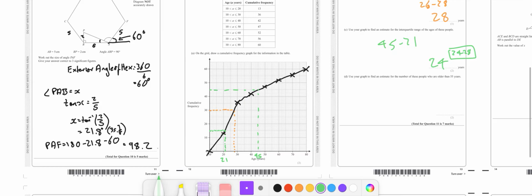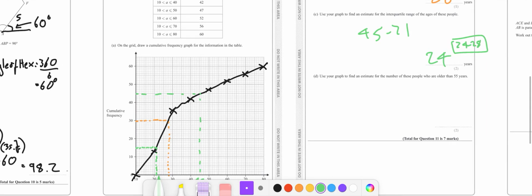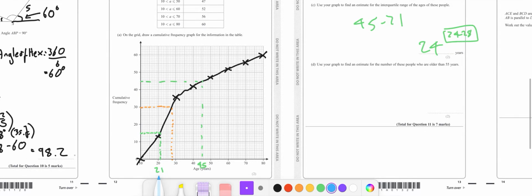Use the graph to estimate the number of people who are older than 55. So 55 is here.